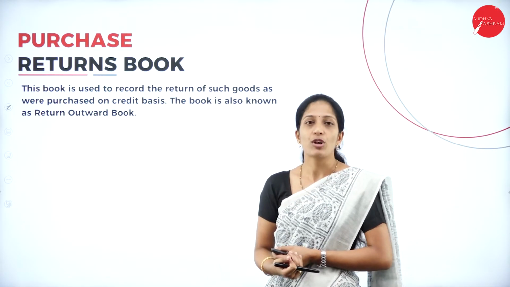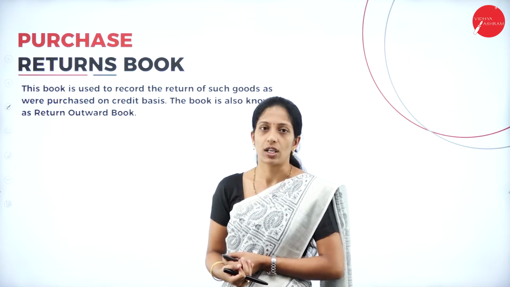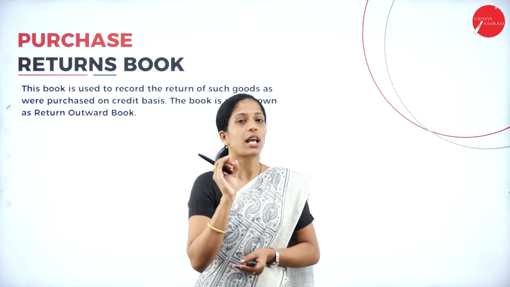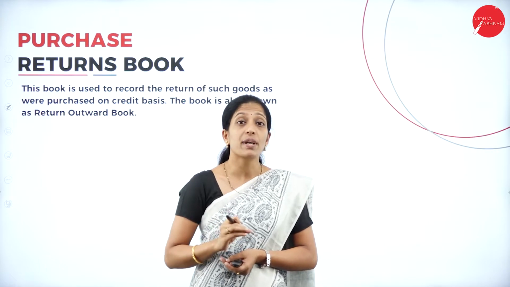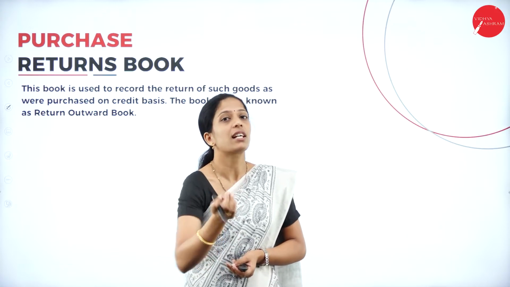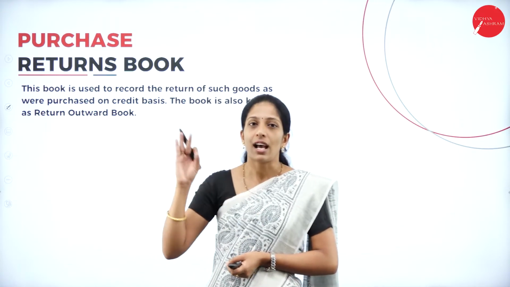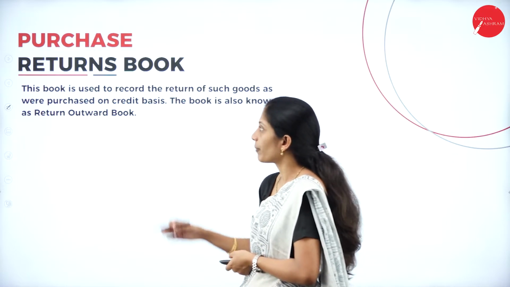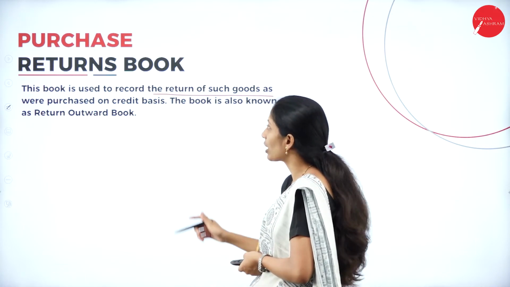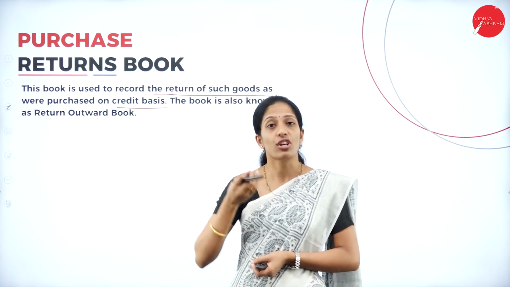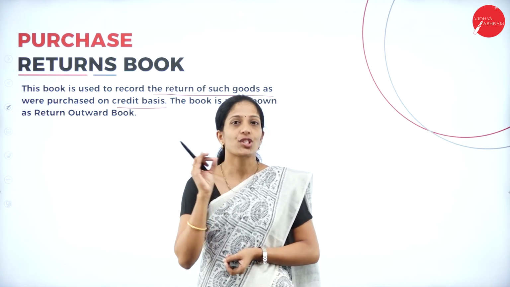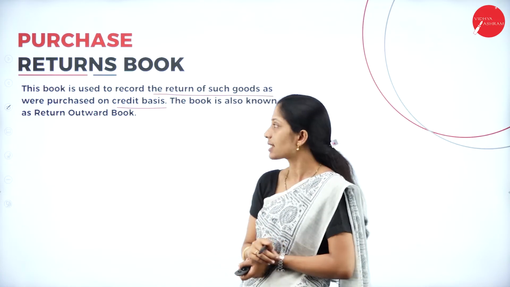Now we shall go through one more subsidiary book, that is purchase returns book. Now suppose I have purchased goods and I have returned them. So such type of transaction has to be recorded in purchase returns book. And remember, it should be purchase of goods and it has been returned back to the supplier. So that has to be recorded in purchase returns book. So this book is used to record the return of such goods as were purchased on credit basis and returned back to the supplier.